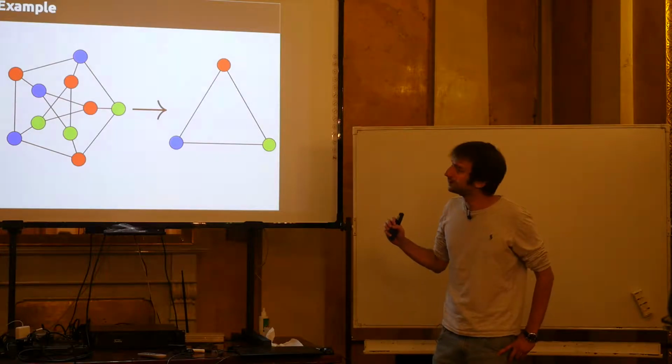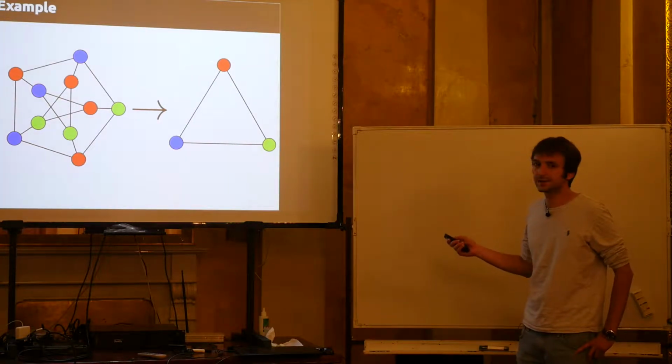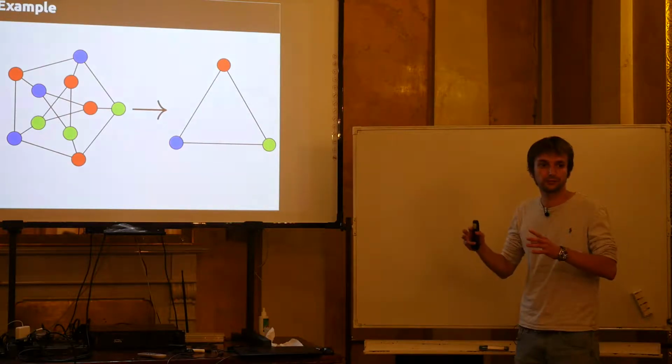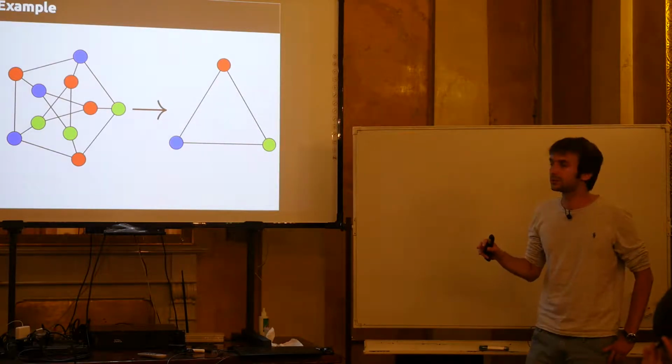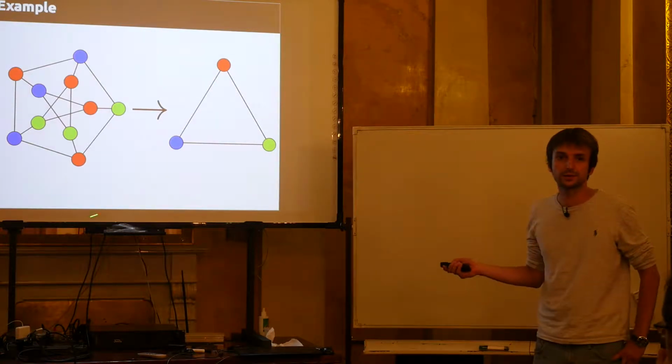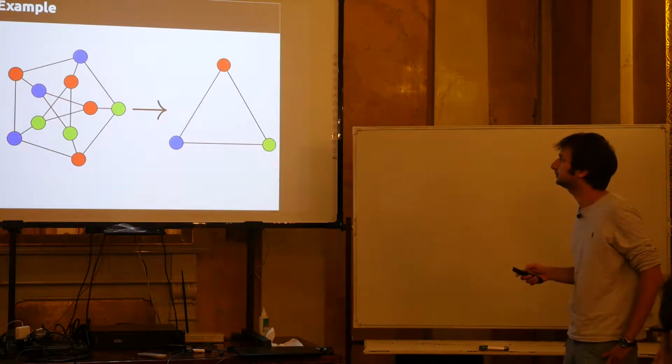Do you see what will happen if I have here a clique of size k? A clique is a full undirected graph on k vertices. This is exactly the k-coloring problem. So the k-coloring problem is a special case of the graph homomorphism problem. This problem is more general.